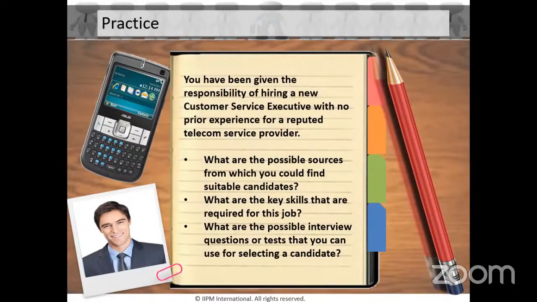Professor Taiwo gave his answers in the chat room. He said, I dropped my answer since, but not read. Okay, thank you for repeating the post so I can see it. He said, key skills required include good interpersonal relationships and emotional intelligence. That's very, very correct. All right, so for question number 3, what are the possible interview questions or tests that you can use for selecting a candidate?